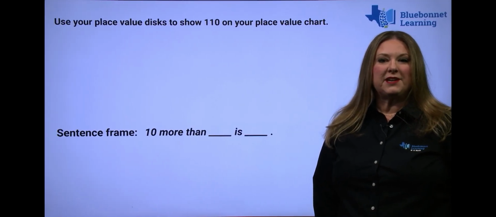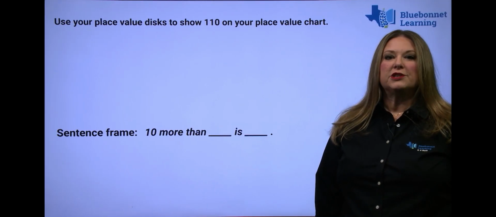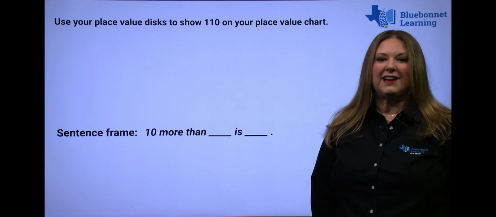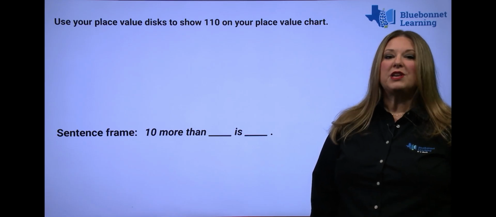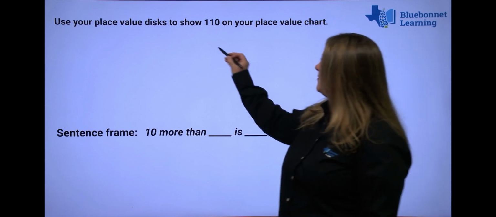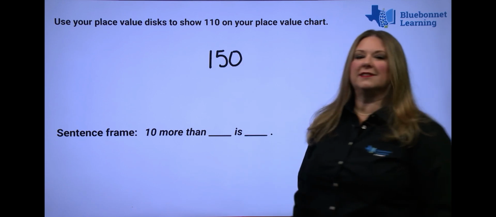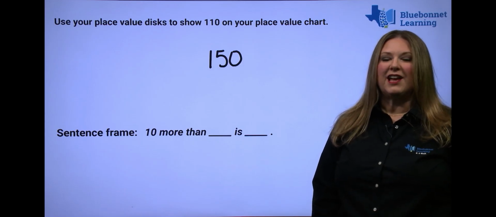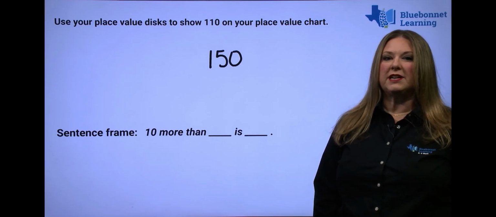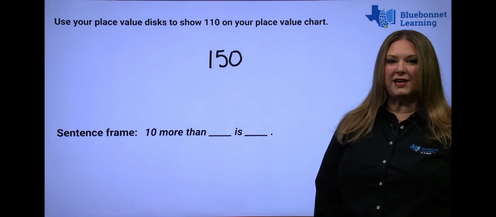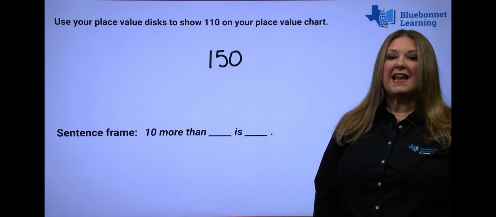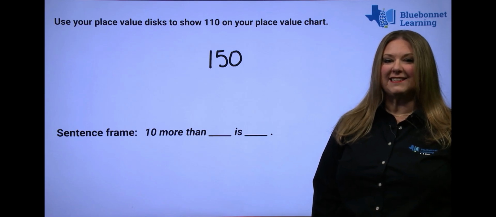Okay, take out your place value chart and your place value discs. Show me 110. Okay, nice job. Now, use the tens discs to count by tens up to 150. Okay, now let me hear you count. We were at 110, and then you went 120, 130, 140, and 150. Good job. Now, add another tens disc.